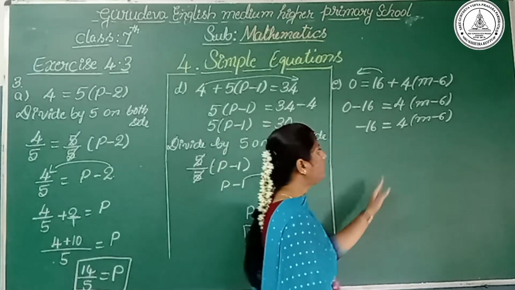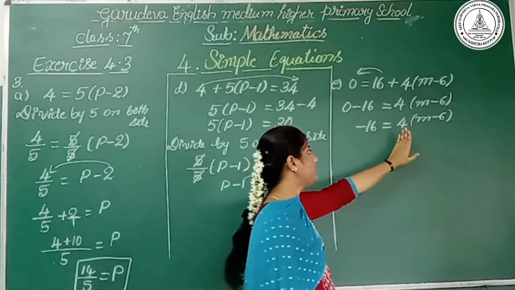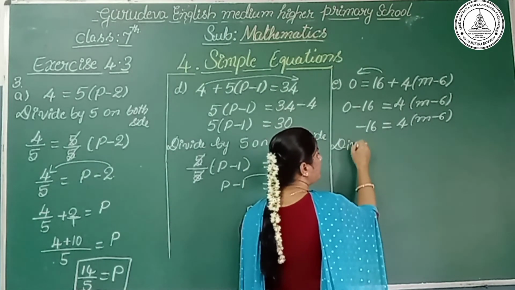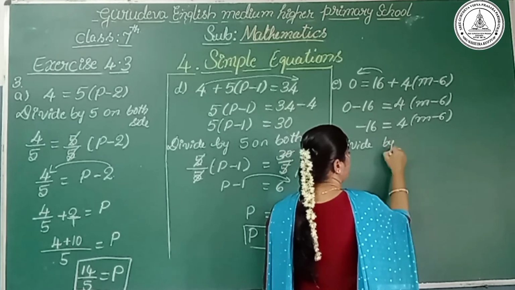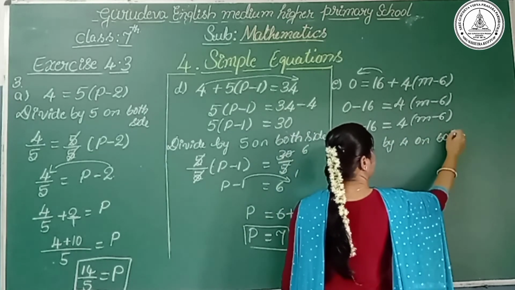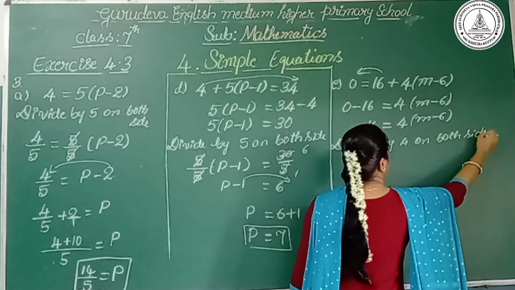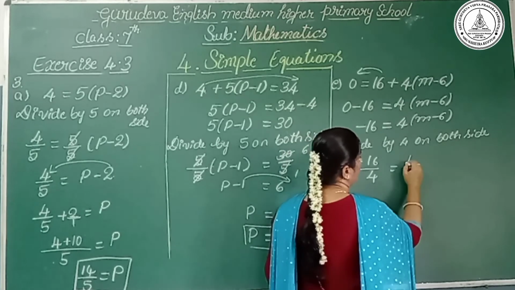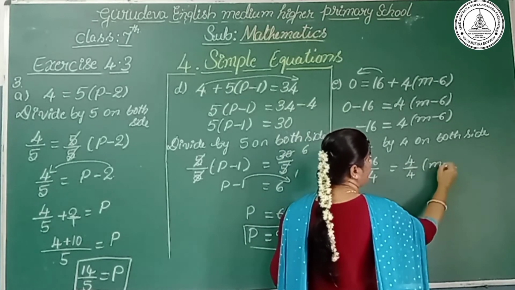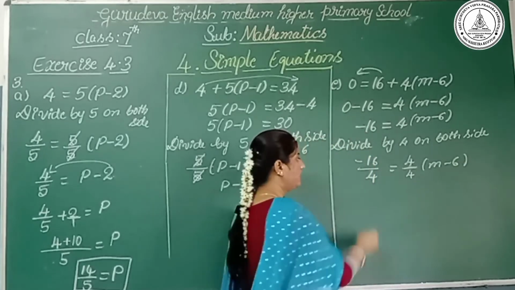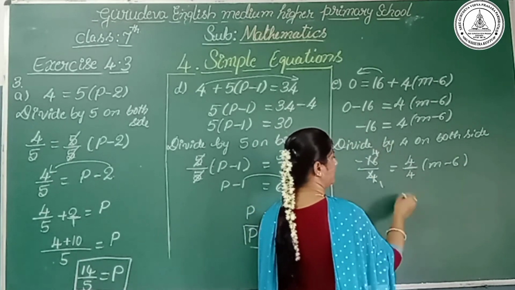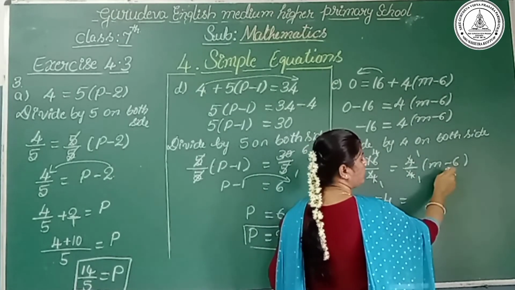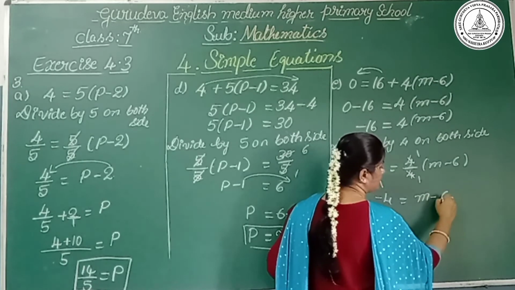Okay, so now we have to remove or eliminate the 4. Here there is a multiplication of 4 into m minus 6. What we have to do? We have to divide by 4 on both sides. Then we will get minus 16 divided by 4, which is equal to 4 divided by 4 into m minus 6. Then simplify here: 4 fours are 16, then 4 ones are 4 ones are... Here minus 4 is equal to 1 into m minus 6, which is m minus 6.